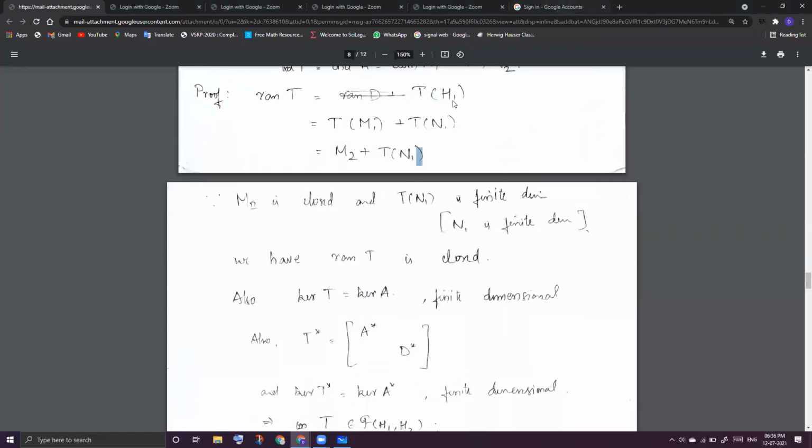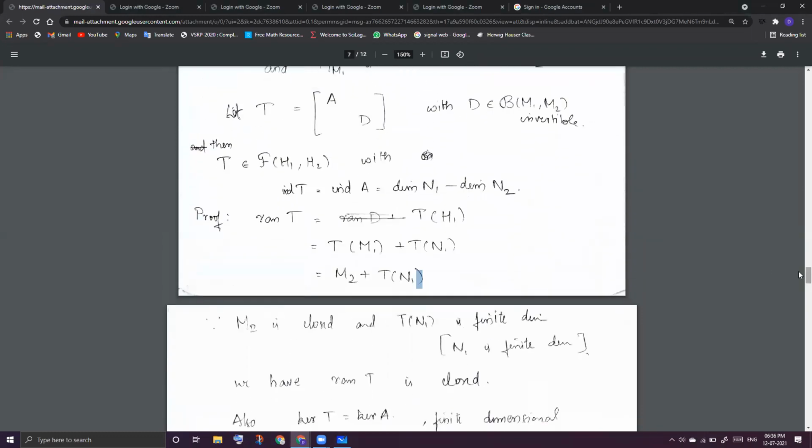So we have that range of T is closed, and now also kernel of T is equal to kernel of A. Why is this true? Because D, the operator D here, was invertible. So kernel can only belong to, it will be contained in N1, and it will actually be equal to kernel of A.